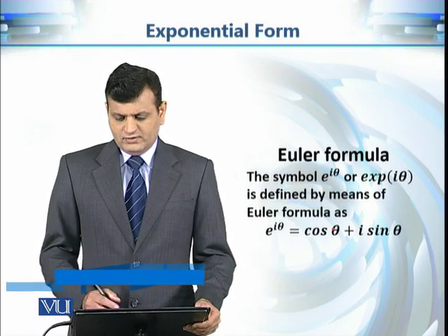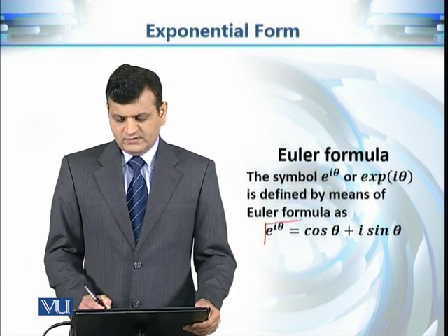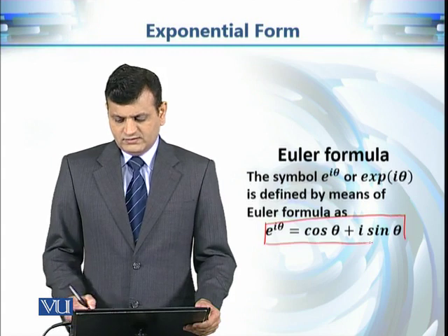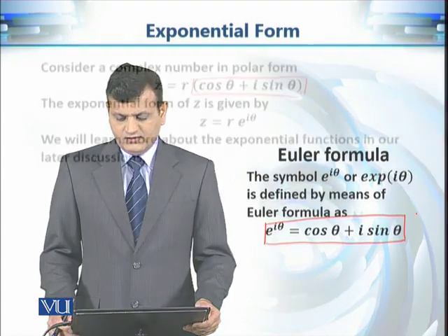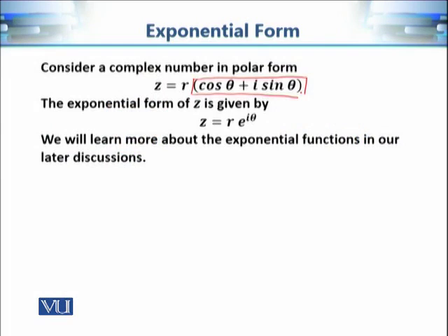Now what is Euler formula? Euler formula is given by this expression: e raised to power iota theta is equal to cosine theta plus iota sine theta. Now if we are given a complex number in the following form, then this expression by Euler formula is basically e raised to power iota theta. So the exponential form of complex number becomes z is equal to r e raised to power iota theta. Now we will learn about these exponential functions in our later discussions.